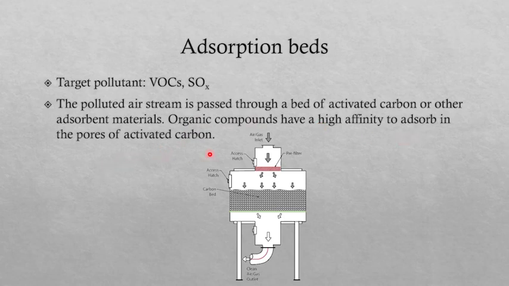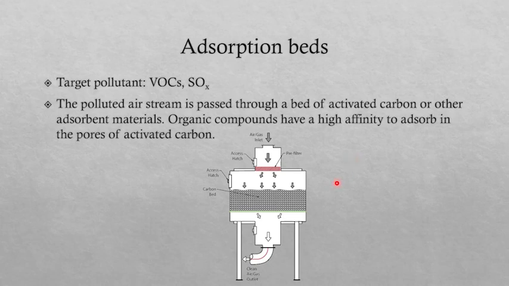Therefore, we can capture organic compounds in the air by trapping the organic compounds in the pores of the activated carbon. In these types of systems, the activated carbon is normally granulated. We call that granular activated carbon. And that gives us a very, very high specific surface area of the pores in relation to the weight of the activated carbon.